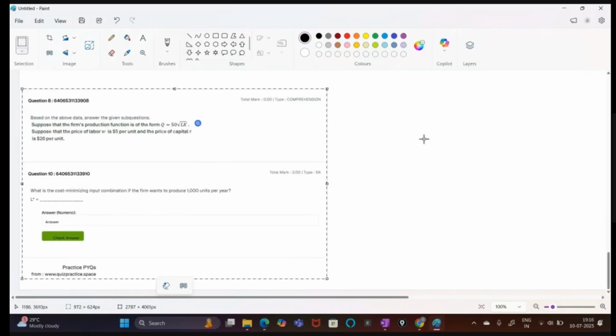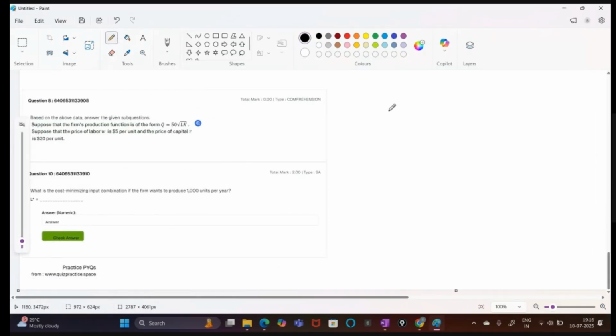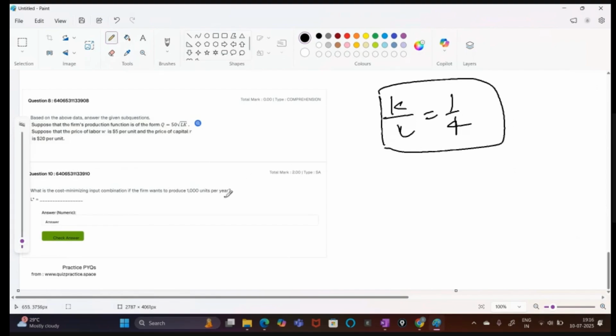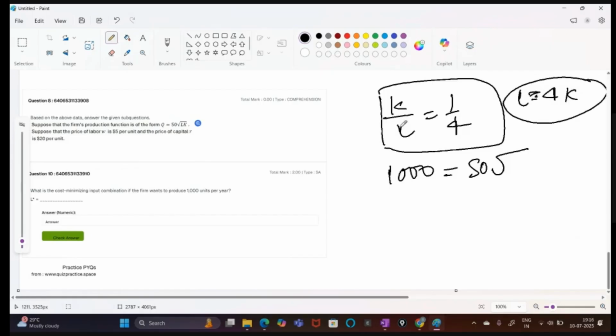Okay. So earlier we got K divided by L equal to 1 by 4. Now what is being asked is the L that minimizes cost, right? We are producing 1000 units, so Q equals 1000. So it will be 1000 equals 50 into under root LK. Here we can say L equals 4K. L will go there and 4 will go there. So in the place of L we can write 4K and K, right?